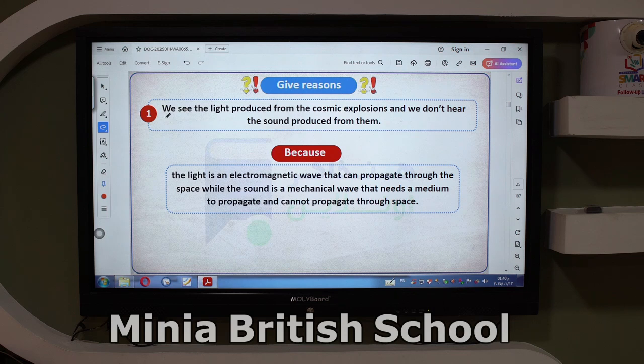Give reason. We see the light produced from cosmic explosions, and we don't hear the sound. Why don't we hear the sound from an explosion in space? Because between the earth and the sun we have space, not a medium. So the sound can't transfer through space, because sound is a mechanical wave which needs a medium. But light is an electromagnetic wave that can propagate through space.